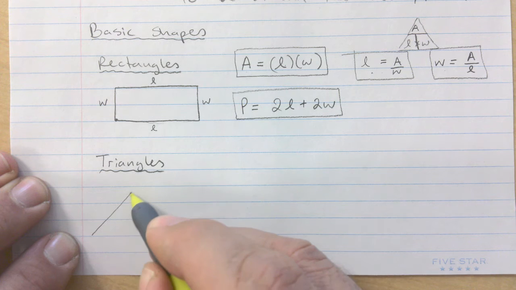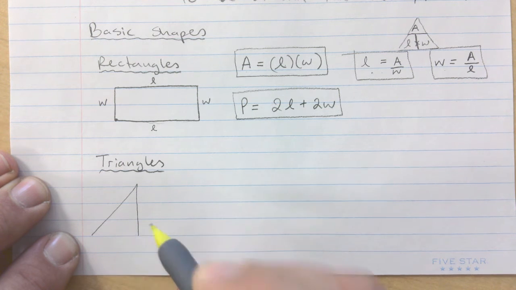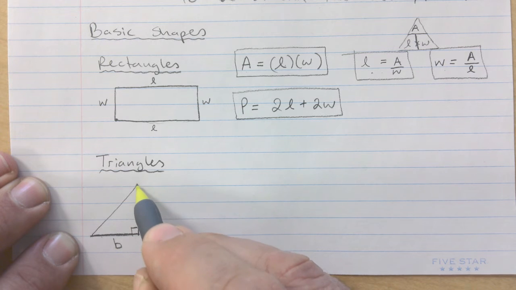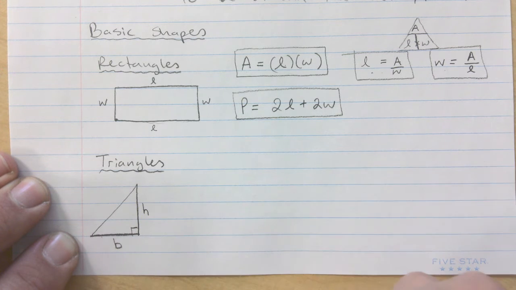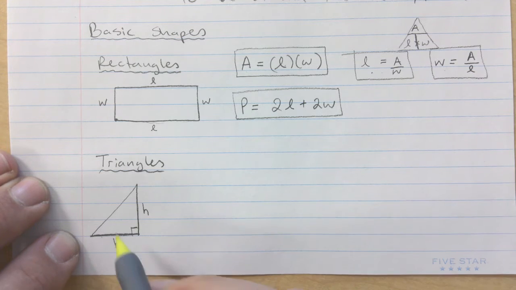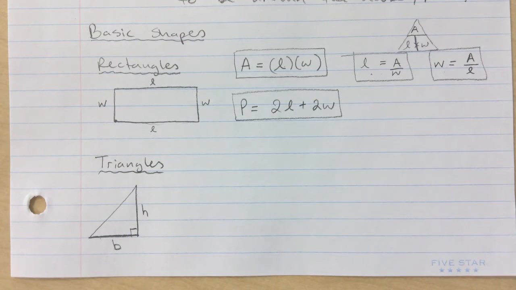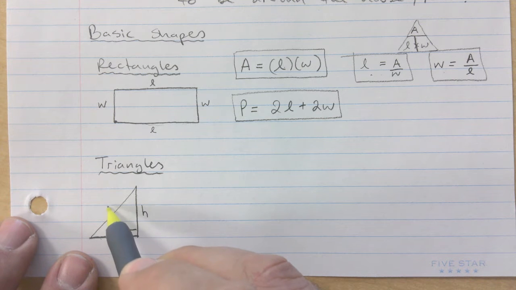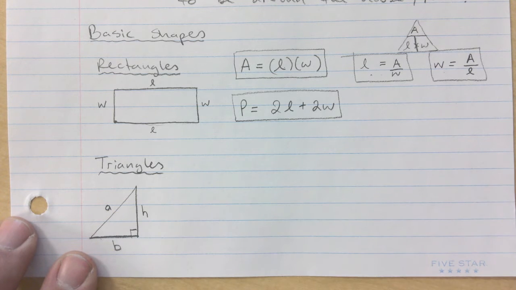Triangles. We're going to start with our basic right triangle. And obviously the side along the bottom is referred to as base, and the height of the triangle is referred to as h. Right? So that's one configuration of your triangle. I'm going to call this A right now just because I want to have a name for the third side.